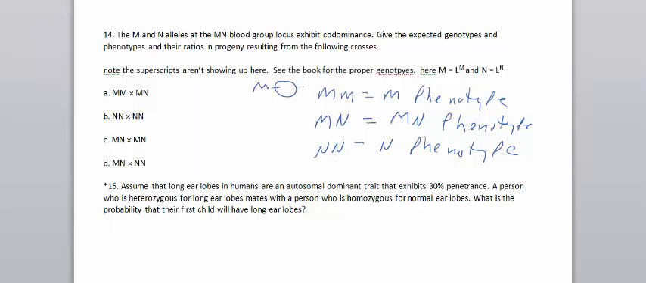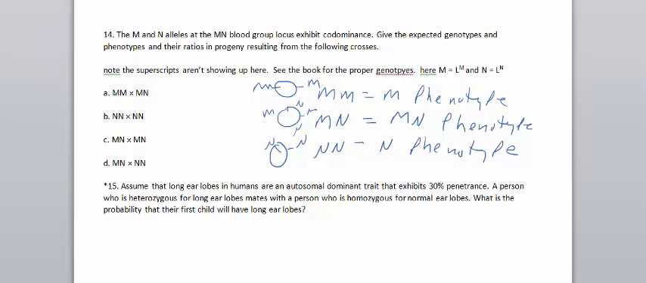You can have either M, or you can have N, or you can have M and N. And then if you just test for the presence of these, if you have a heterozygote, you'll get both of them. So both the M allele and the N allele are expressed, so that makes them heterozygotes. I mean, that makes them codominant. So give the expected genotypes and phenotypes in these progeny.